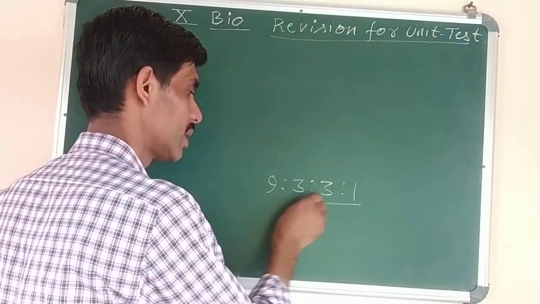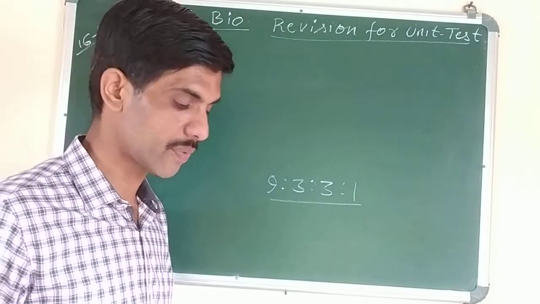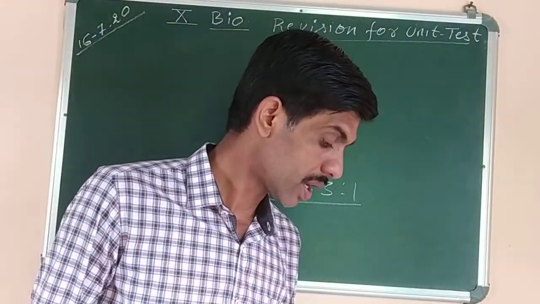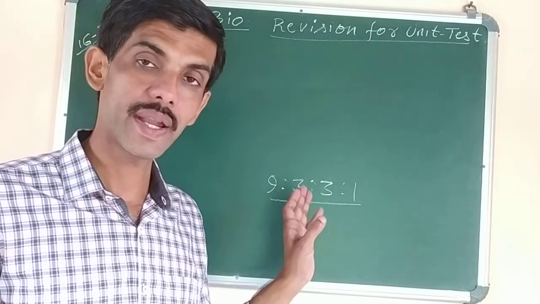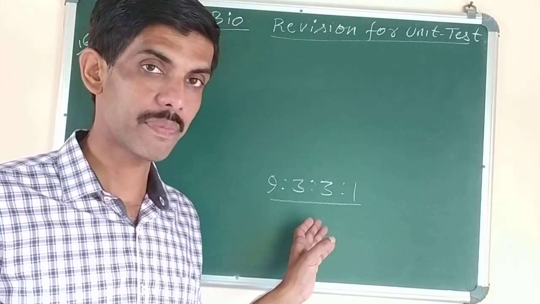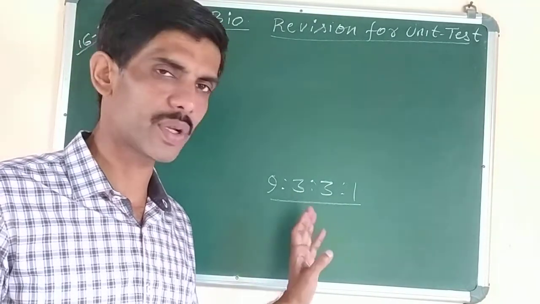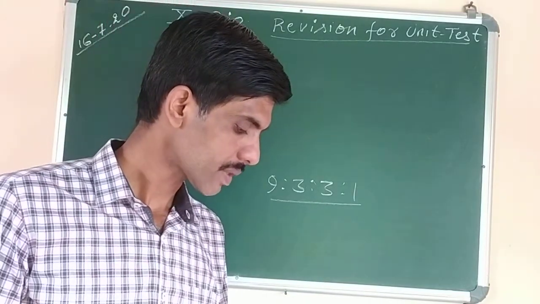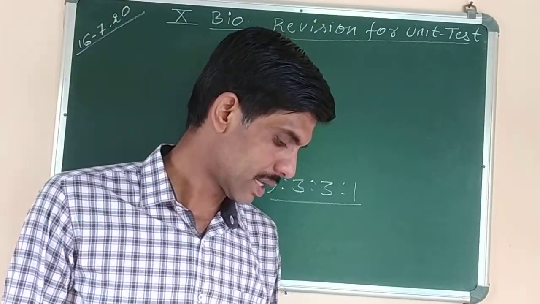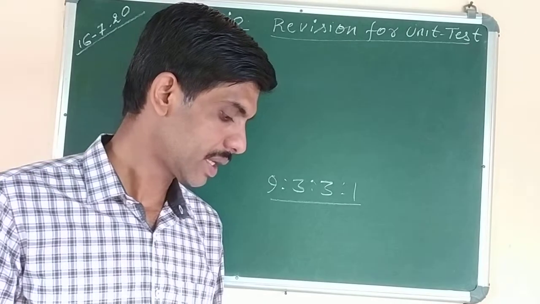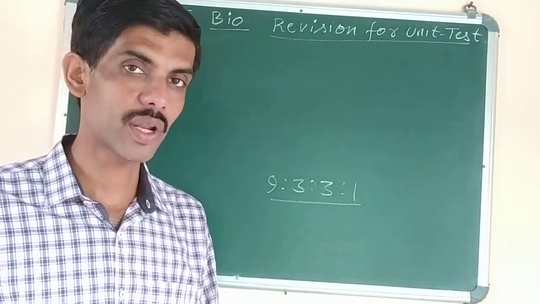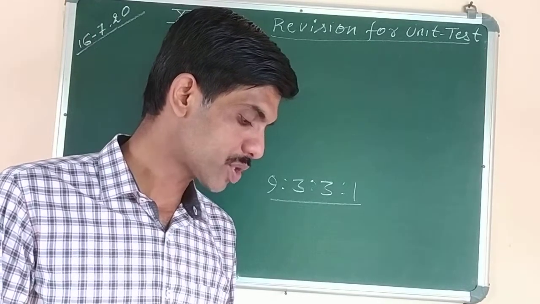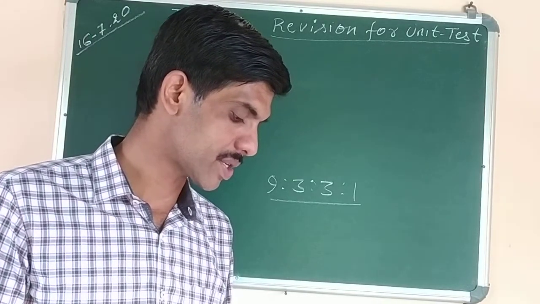9:3:3:1. This is for dihybrid, not for monohybrid cross. So learn the ratios of both monohybrid and dihybrid cross. Phenotype, genotype is not required. Now next one is number C, the father of genetics. Who is known as the father of genetics? Gregor John Mendel. Chromosomes which do not take part in sex determination of an organism.